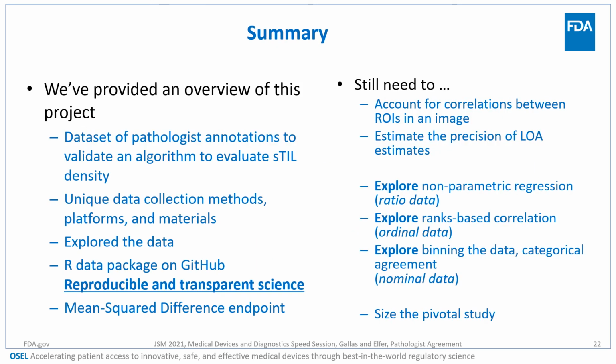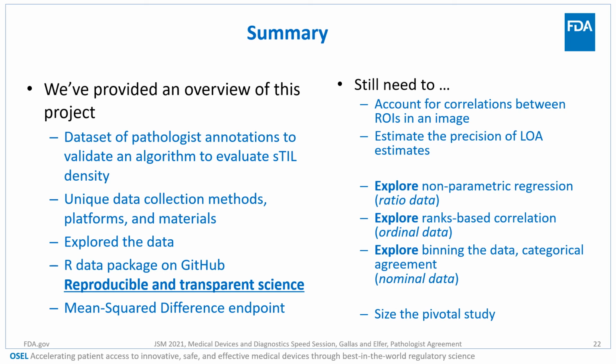So that's my talk. We provided an overview of the project starting with its purpose, which is to create a data set of pathologist annotations to validate an algorithm that estimates a biomarker, the sTIL density. The first step is to understand pathologist agreement, or pathologist variability. I showed you the methods, platforms, and materials to collect the data from pathologists and showed you what the data looks like. This is not independent and identically distributed data.